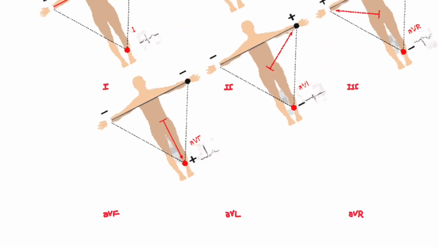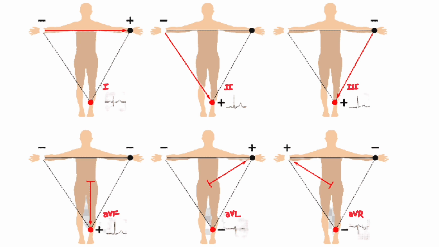Lead 1 records the voltage difference between left and right arm electrodes. The left arm electrode acts as the positive electrode and the right arm one acts as the negative electrode. The positive electrode is also called the exploring electrode. The negative electrode is also called the reference electrode.